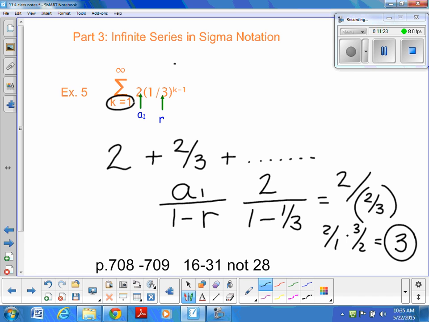Any questions? Anybody want another one? Look to see if it's getting smaller. If it's getting smaller, you can find the sum. If it's getting bigger, you don't even have to do the problem. Just say no sum, and there's going to be a bunch of no sums today.